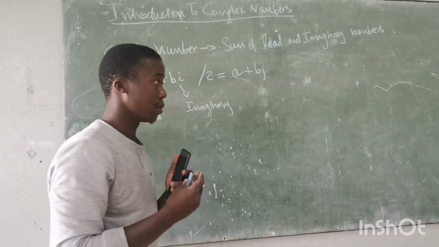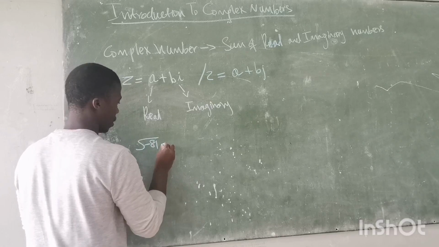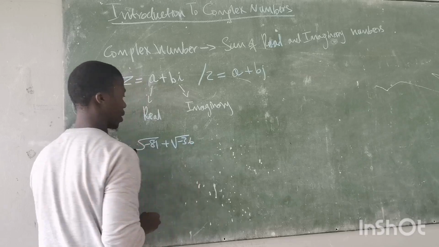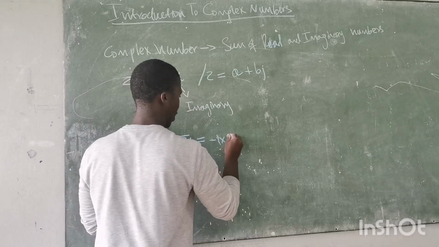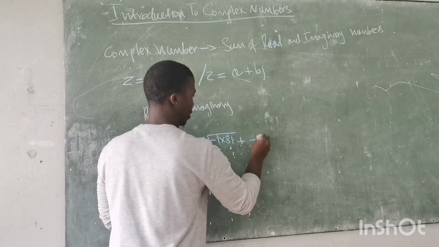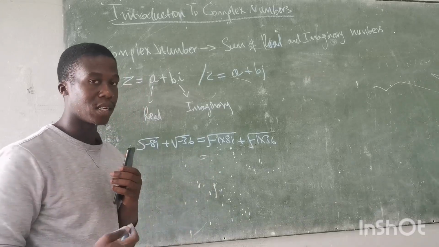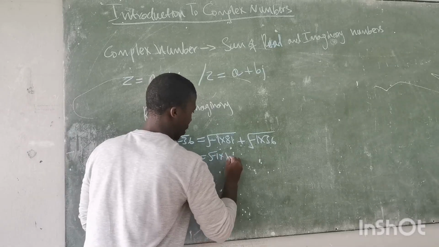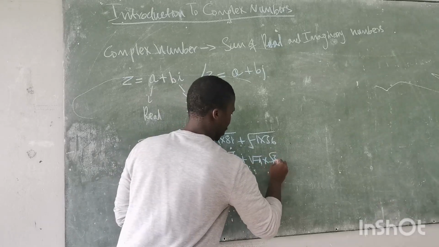So let's do one more example, right? We have square root of negative 81 plus square root of negative 36. So we want to see what's going on. We all know it's minus 1 multiplied by 81 all under one root, plus negative 1 multiplied by 36 all under one root. Now that we have two numbers multiplying each other under the root, we have minus 1 multiplied by the square root of 81 plus root of negative 1 multiplied by the square root of 36.